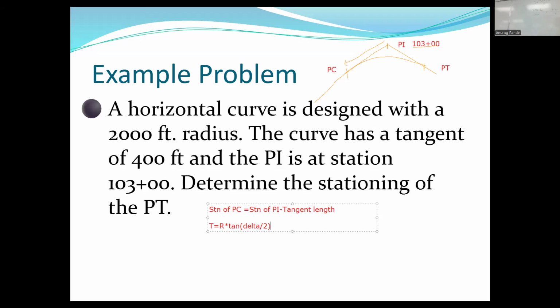Now, the good news is that the curve has a tangent of 400 feet. So the tangent is equal to 400 feet, already given to me. Can you now tell me what is going to be the stationing of PC? You basically subtract 400 feet from the stationing of PI. So then it will be 103 plus 00 minus 4 plus 00. I'm going to put some parentheses here.